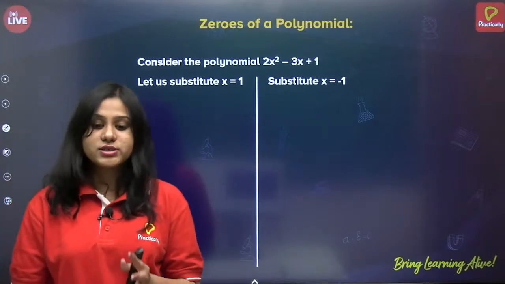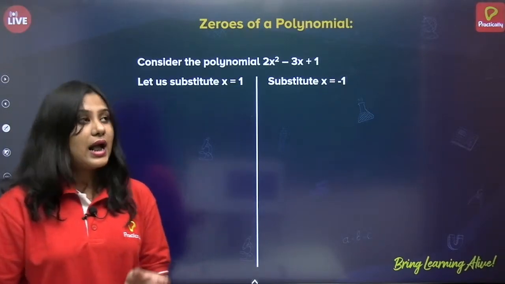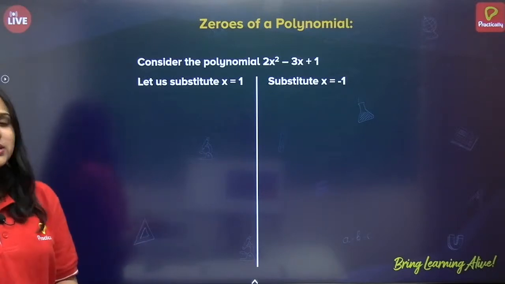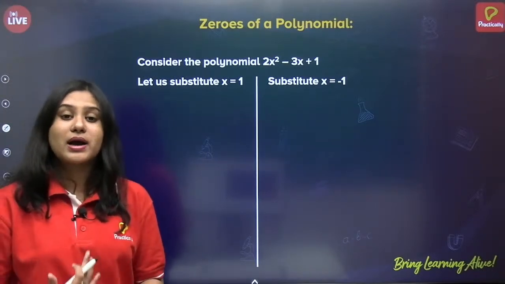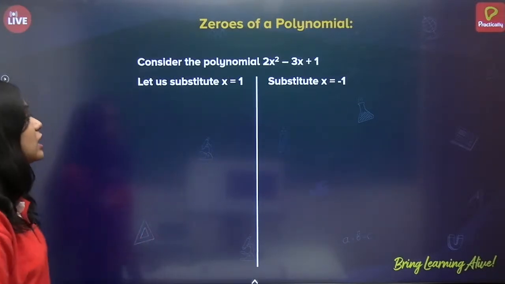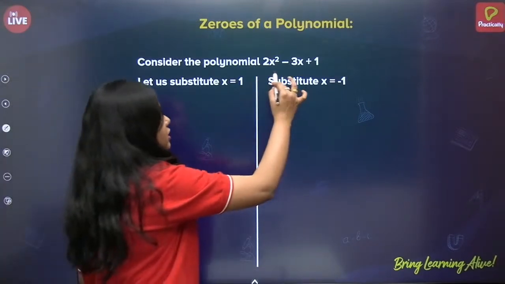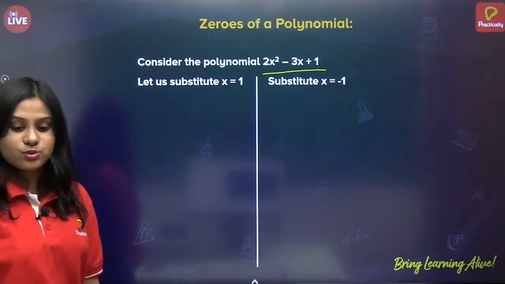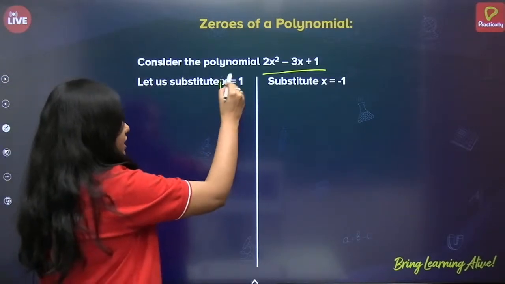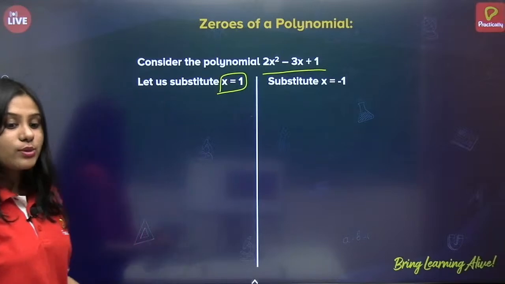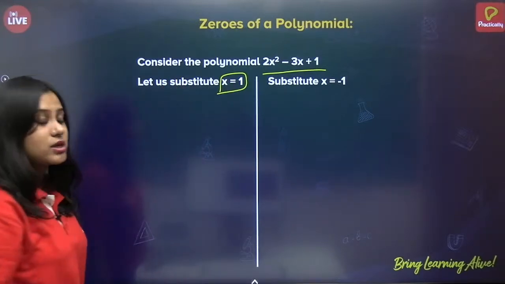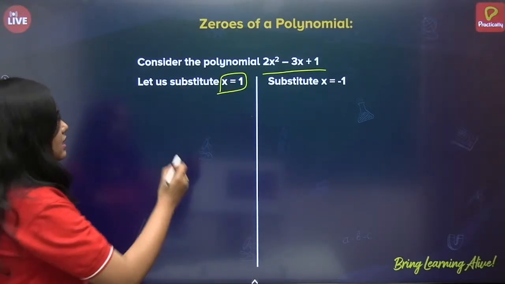Now that we have studied what is a polynomial and classification of polynomials, let us understand what is meant by zeros of polynomial, okay? For that, let us do a small activity. So here there is a polynomial 2x square minus 3x plus 1. Let us substitute x is equal to 1. So what will happen if I substitute x is equal to 1 in the given polynomial? Let's do.